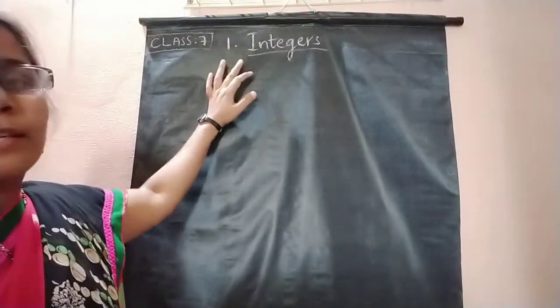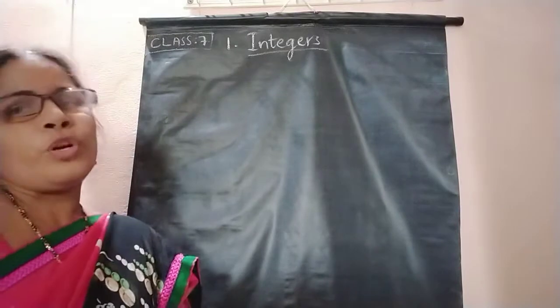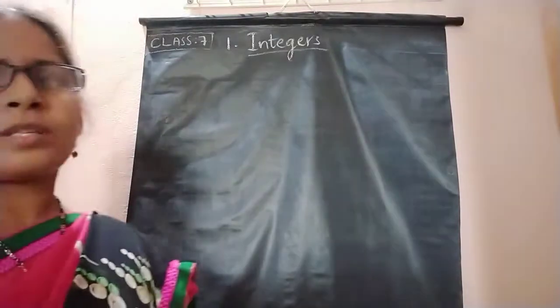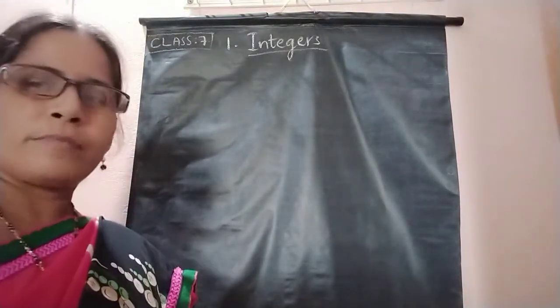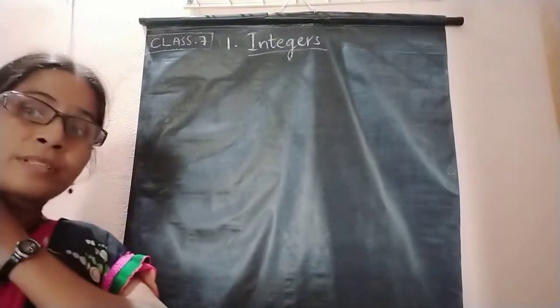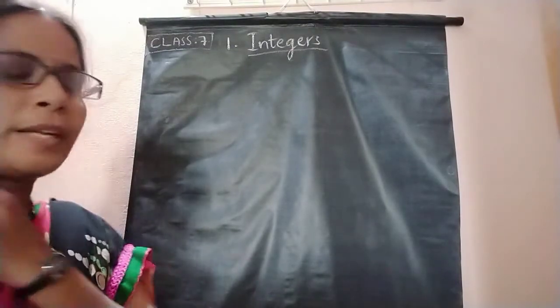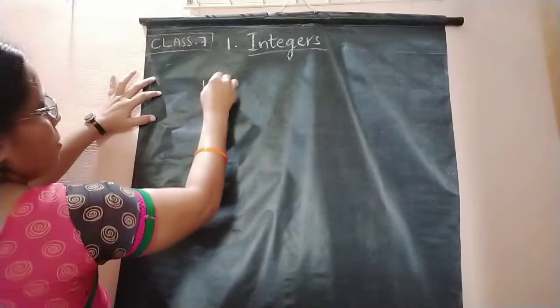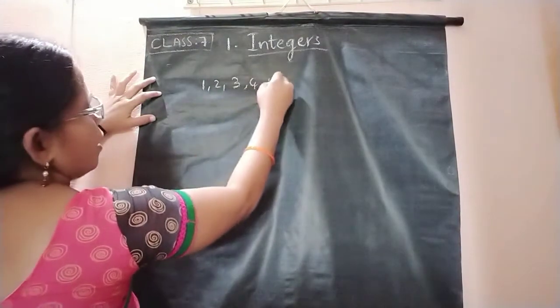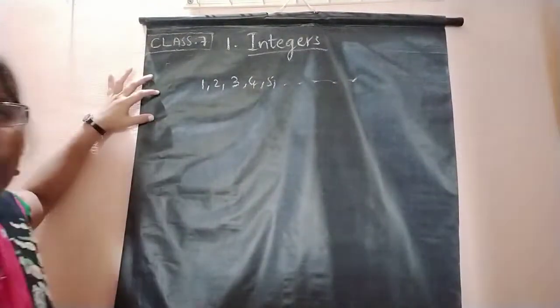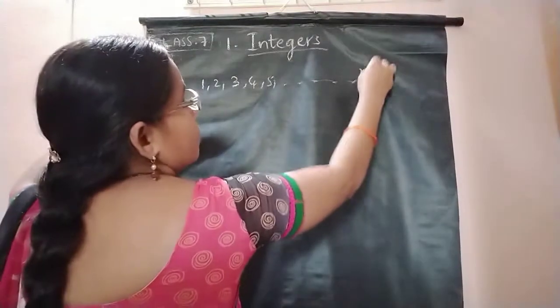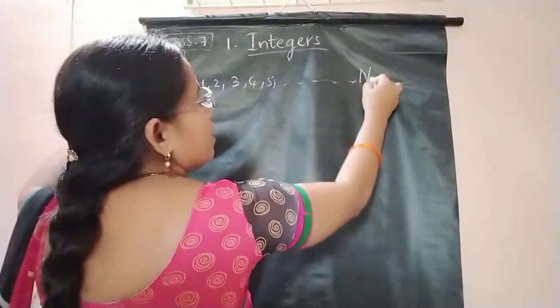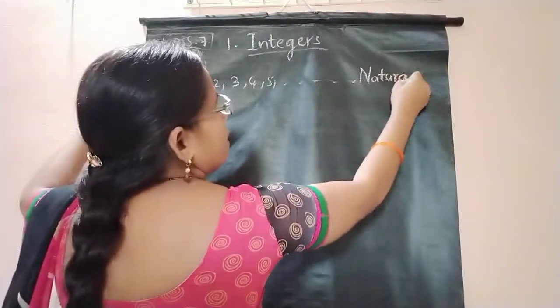For the 7th class, the first chapter is integers. Before going to that chapter, we have to learn about some numbers. What are the numbers? Why are we using those numbers? For counting. So that means counting numbers: 1, 2, 3, 4, 5. Such numbers are called natural numbers. What is that? Natural numbers.